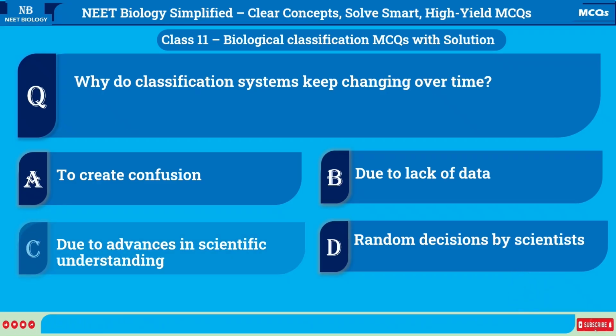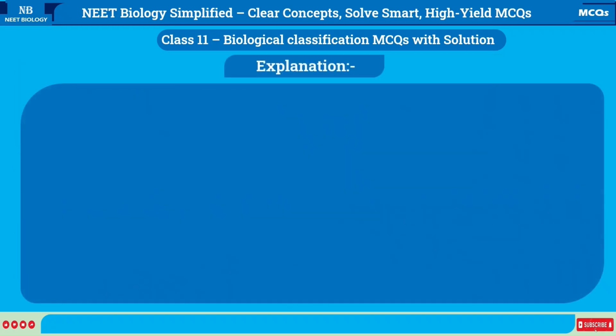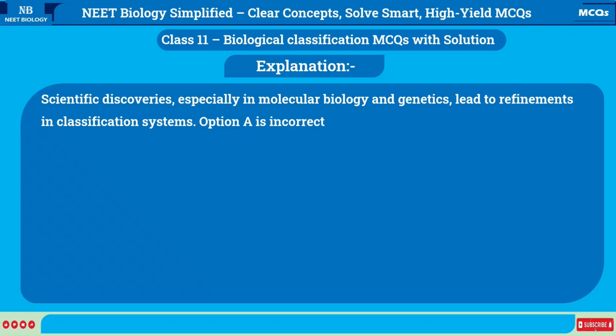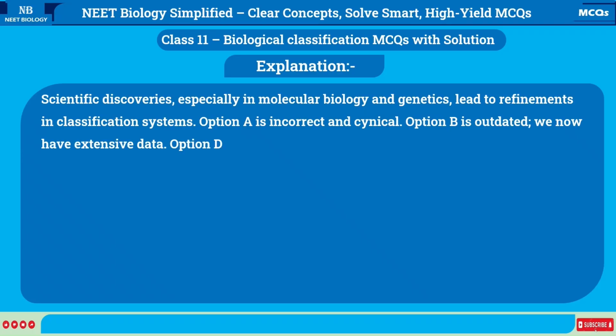Correct answer is C, due to advances in scientific understanding. Explanation: scientific discoveries, especially in molecular biology and genetics, lead to refinements in classification systems. Option A is incorrect and cynical. Option B is outdated. We now have extensive data. Option D is false. Classification changes are based on evidence, not random decisions.